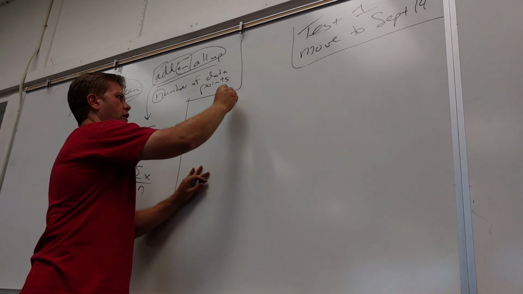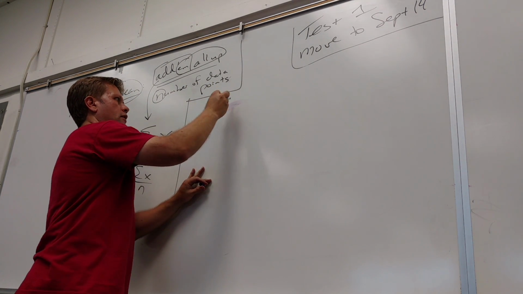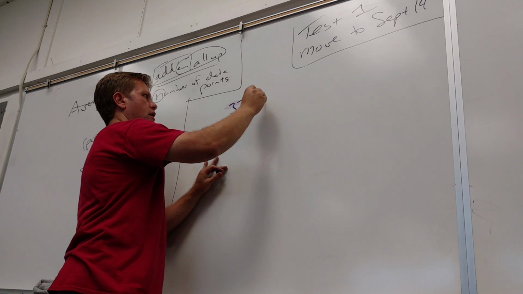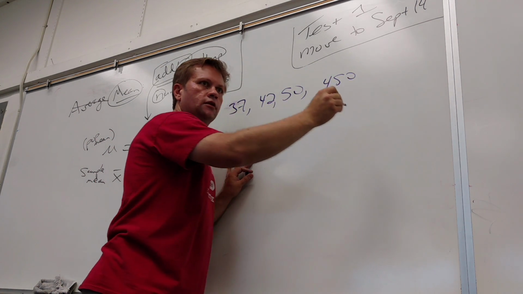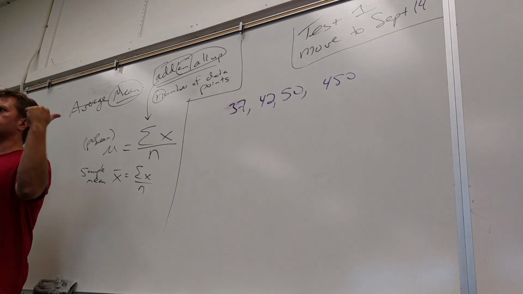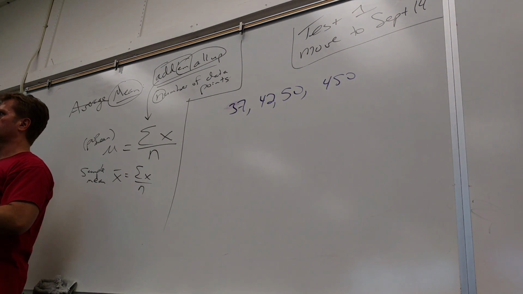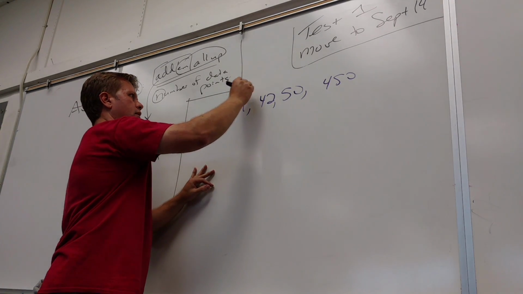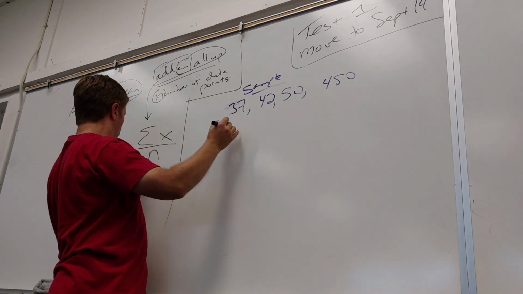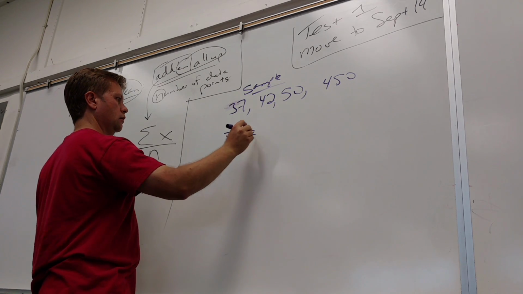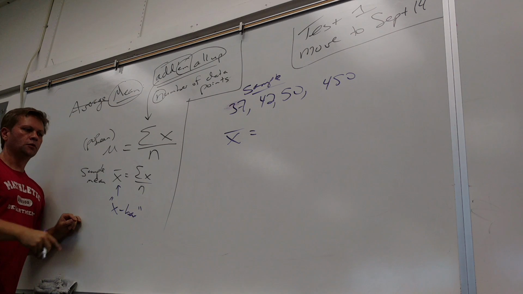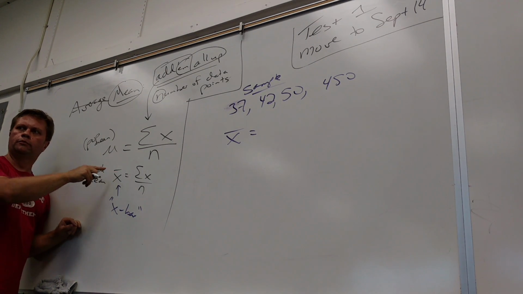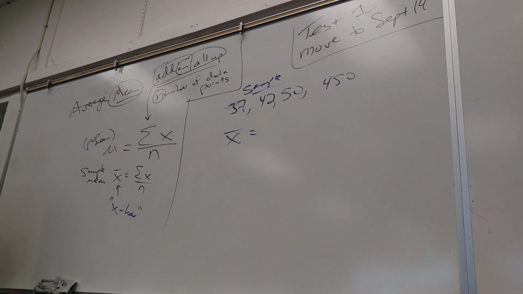So if I had a company where this is in thousands of dollars, one guy makes $37,000, another guy makes $42,000, somebody else makes $50,000, and the CEO makes $450,000. Real quick, what's the mean of those numbers? We'll say this is a sample, so I'm going to use the symbol X bar. That's how you say that. It's an X with the bar. So we call it X bar. We're creative again.